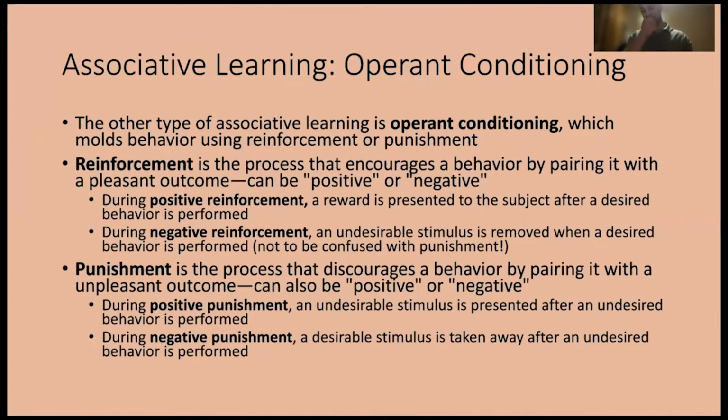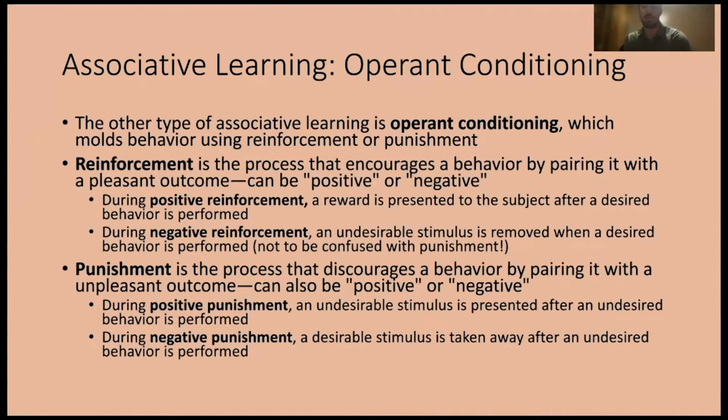So we're going to go through each of them individually so that we can process just exactly what that means. We'll start with positive reinforcement, which is probably the easiest to understand conceptually. It's basically just a reward that is presented to the subject after a desired behavior is performed. Say you're trying to teach a dog to sit. Whenever the dog sits, you give it a treat. That's positive reinforcement. That's really all it is.